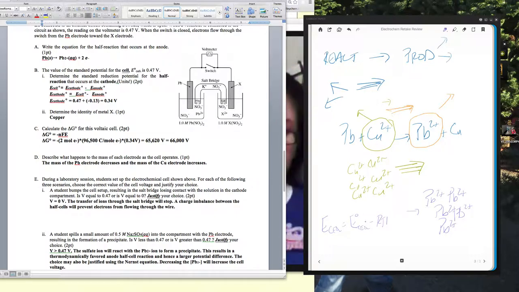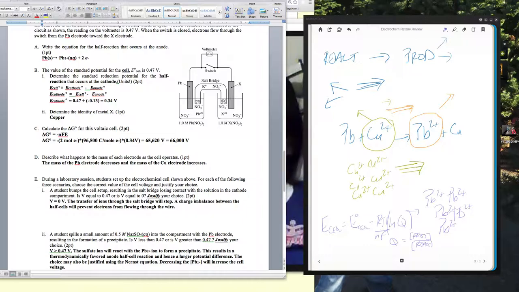What's the Nernst equation? Was it in the last packet? Oh, here it is. That was log. Wait, but there's also natural log. If it's the RT over nF, okay, natural log of Q. Natural log of Q. Okay. And Q, of course, is products over reactants.